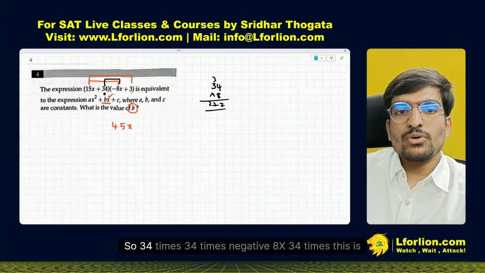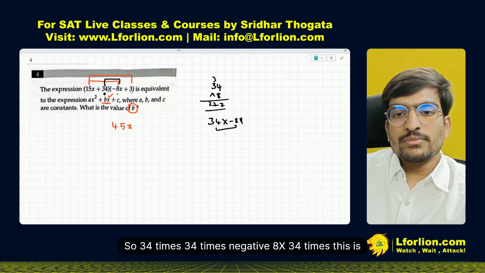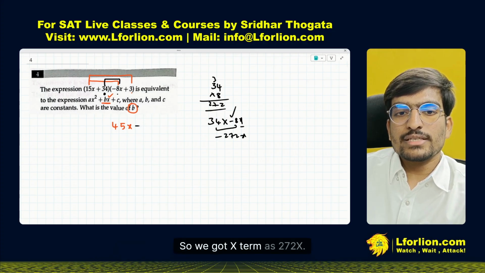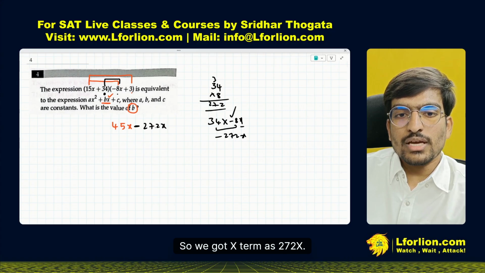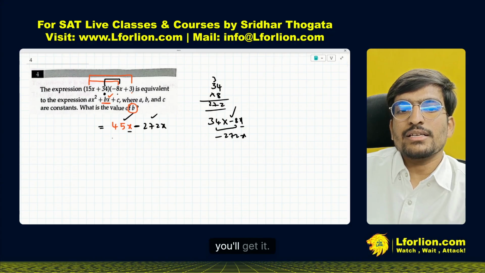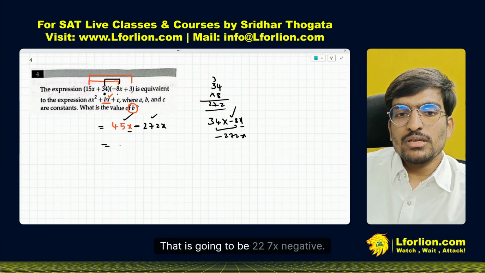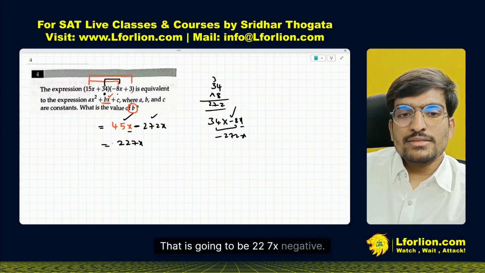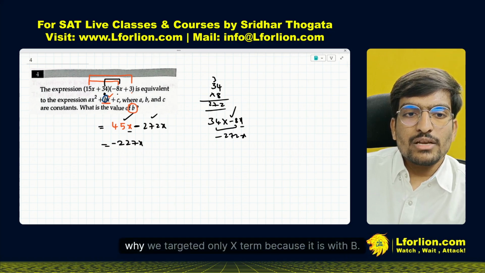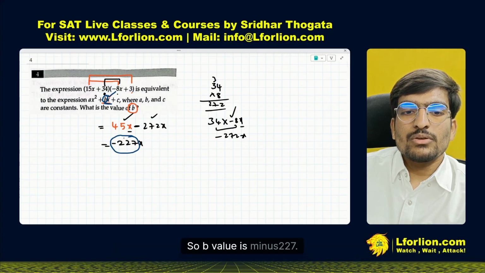34 times negative 8x is negative 272x. So we got the x term as negative 272x. By just solving this x part, 45x minus 272x, you'll get negative 227x. They asked for the b value. Why did we target only the x term? Because it goes with b. So the b value is negative 227.